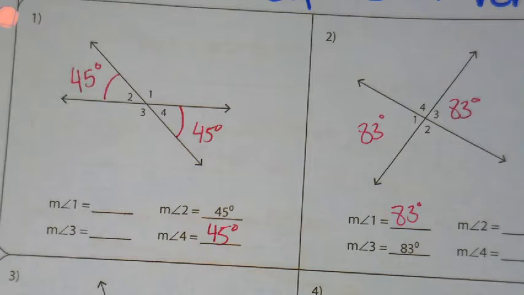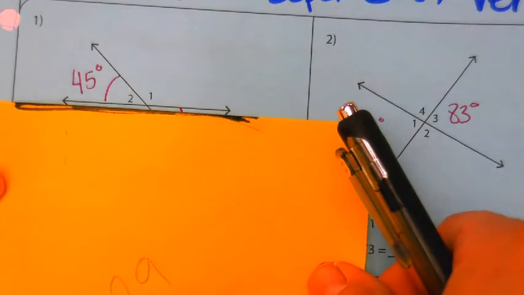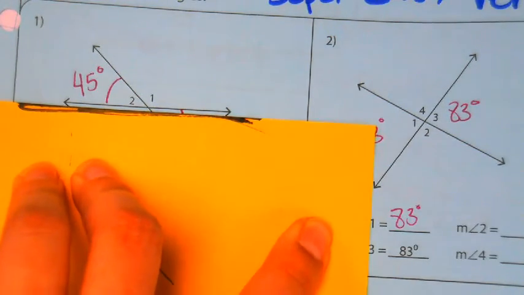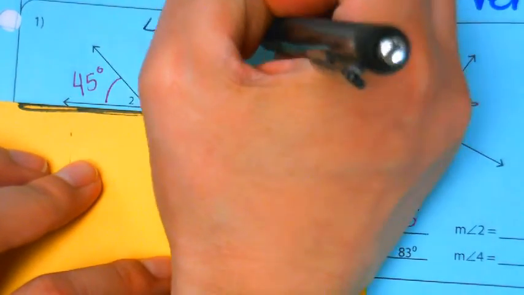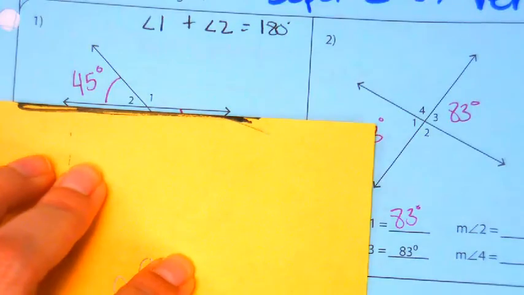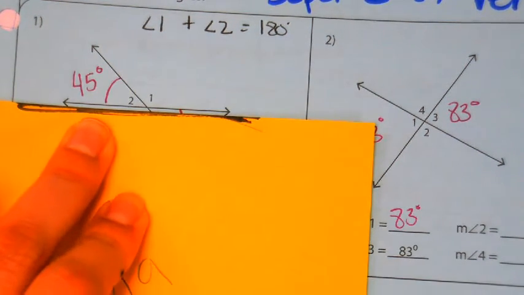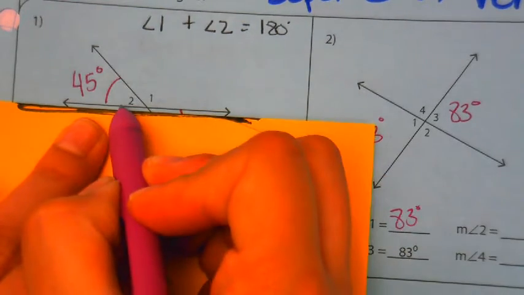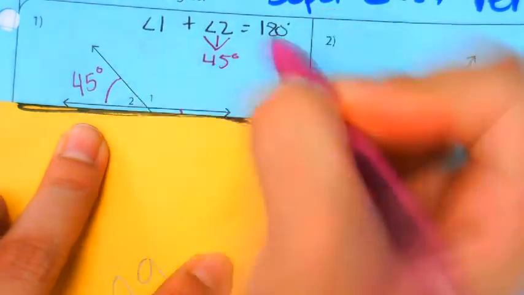Let's find angle 1. In order to find angle 1, now we need to do some subtraction. What you need to see is that angle 1 and angle 2 make a straight line, right? And what do straight lines equal to? 180. So you know that angle 1 plus angle 2 is equal to 180 degrees. So angle 1 and angle 2 together equals 180. What information do you know? We're going to plug that in. So for angle 2, we know it's 45 degrees.